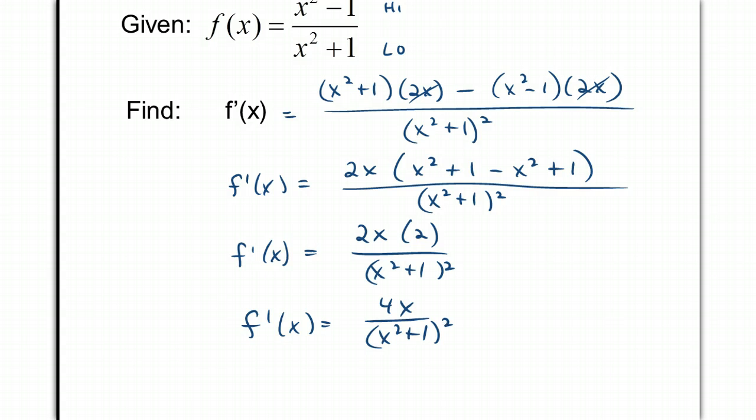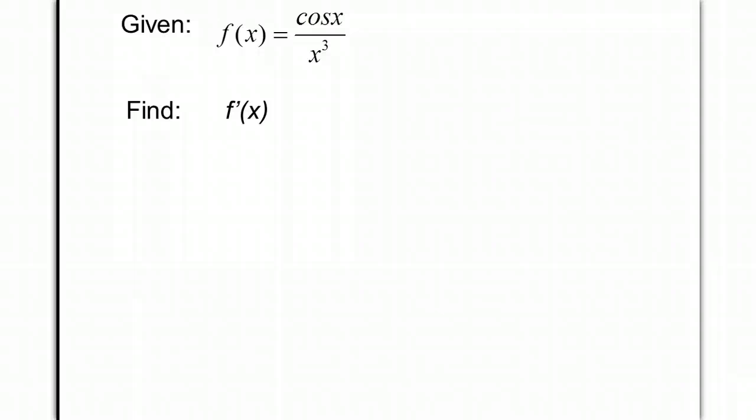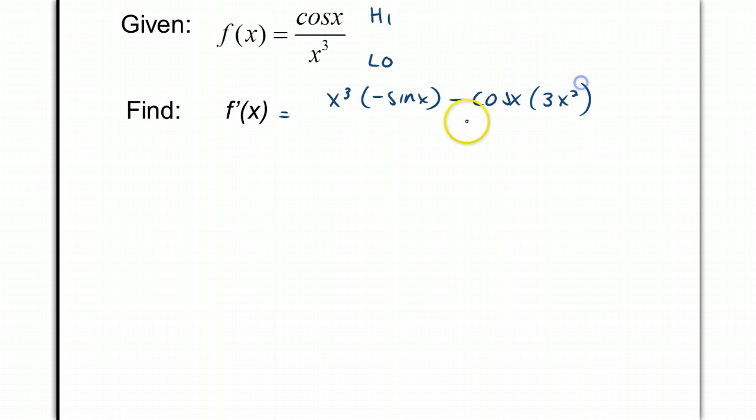Alright, one more. Here's a trig function, the cosine of x over x cubed. High, low. Alright, low, D high, minus high, D low, all over low, low. Get it? Alright, let's simplify it.